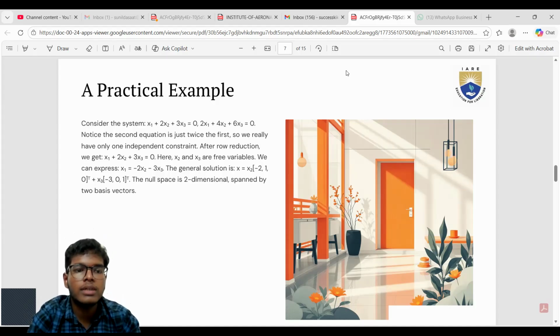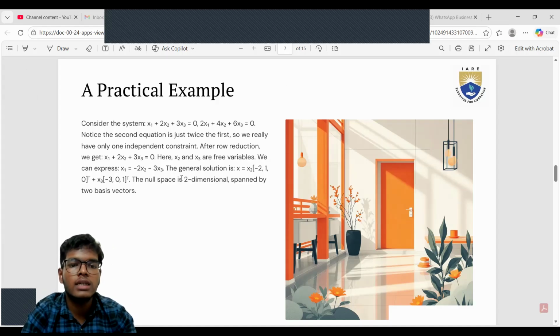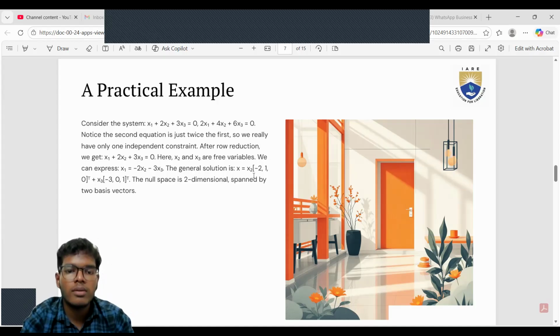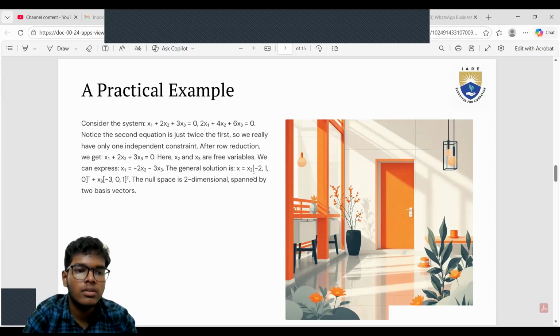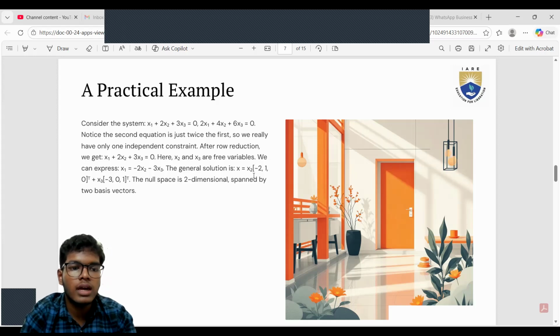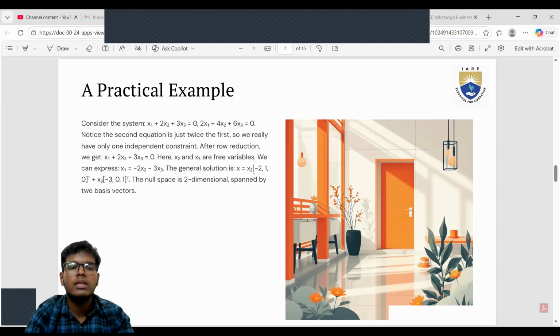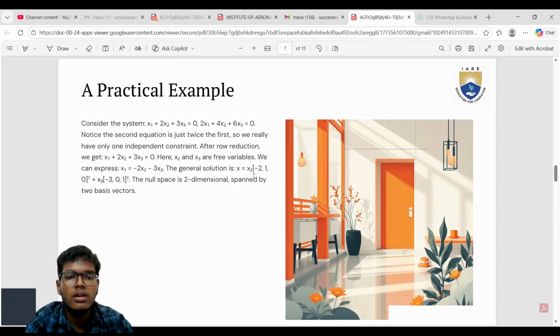We can express x1 equal to minus 2x2 minus 3x3. The general solution is x equal to x2 times (-2, 1, 0) transpose plus x3 times (-3, 0, 1) transpose. The null space is two-dimensional, so it is spanned by two basis vectors.